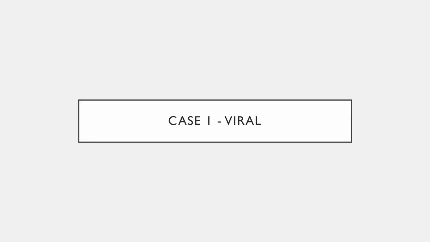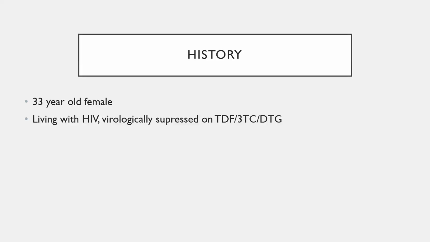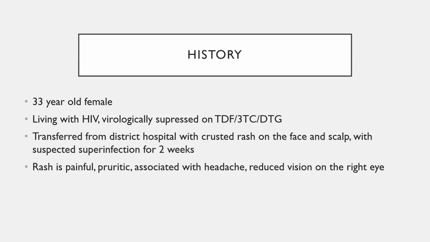So the first case I'm going to present, I'm going to go quite quickly because there's 4 cases and they're a little long. The first one is a viral case. So we had a 33-year-old female who's living with HIV and virologically suppressed on first line. She was transferred to us from Bertha with crusted lesions on her face and scalp. And they were worried about a superinfection, so they had transferred her to us for further management.